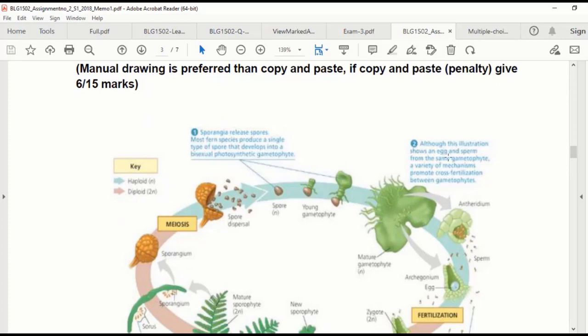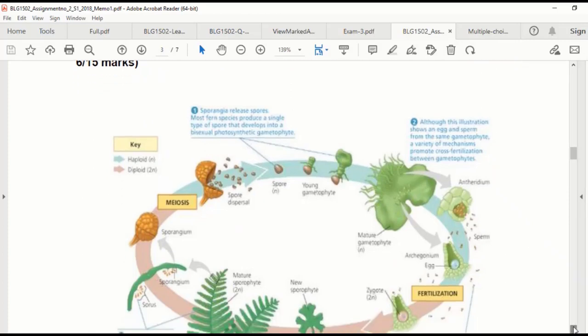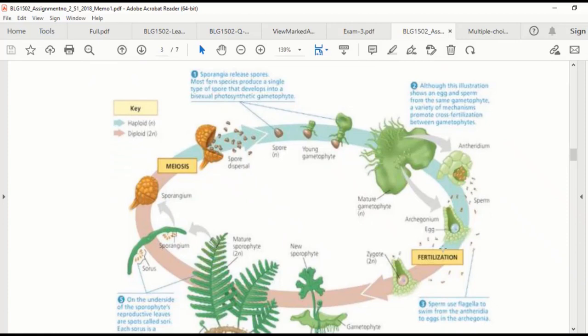Although this illustration shows the egg and the sperm from the same gametophyte, a variety of mechanisms promote cross-fertilization between gametophytes. And then here you see there is a fertilization, which starts as a cross-fertilization between these gametophytes, although they're coming from the same egg and the same sperm.